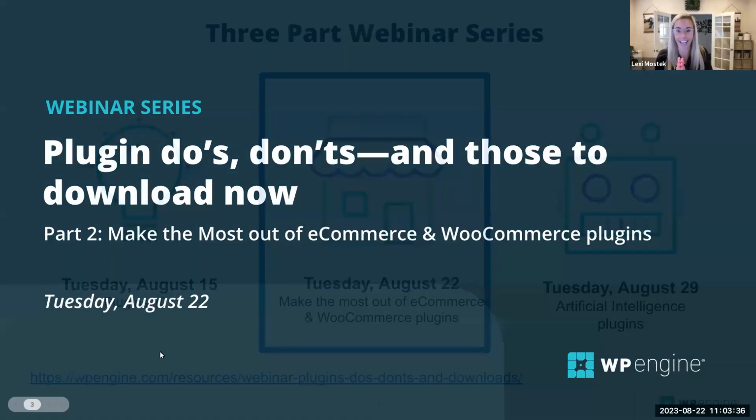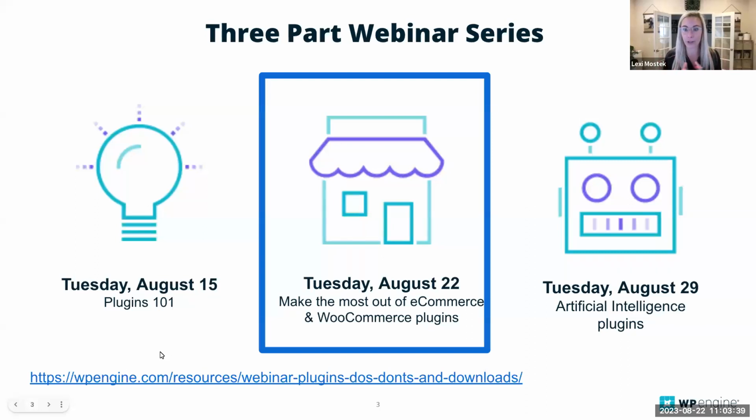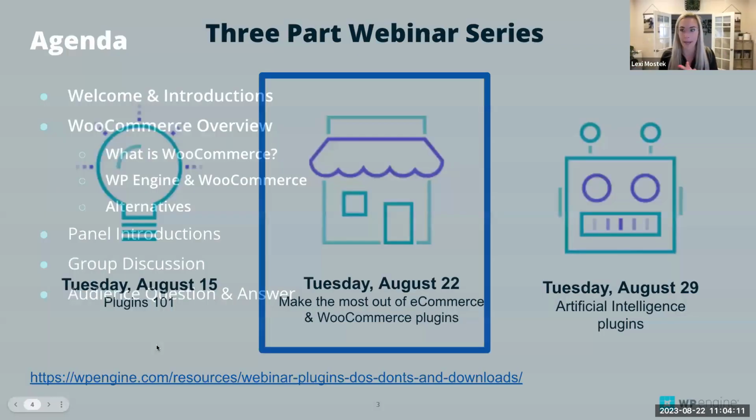We're going to go ahead and get going. If you didn't know, this is part 2 of a 3-part webinar series. Last week, we were joined by some great panelists talking about plugins 101, kind of the basics. And today we are here to talk about making the most out of e-commerce plugins specifically and Woocommerce plugins. We know there's a lot in that ecosystem. And then next Tuesday, we're going to tread into some water on artificial intelligence plugins, talk about what we're seeing out there. Are we trusting them? What plugins are we loving? And just kind of riff on that topic.